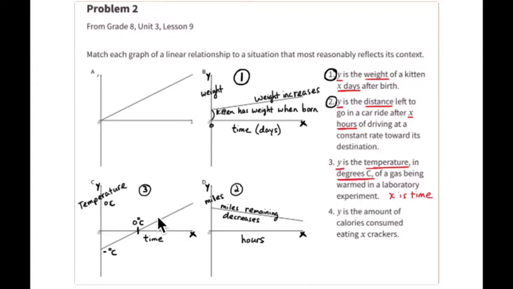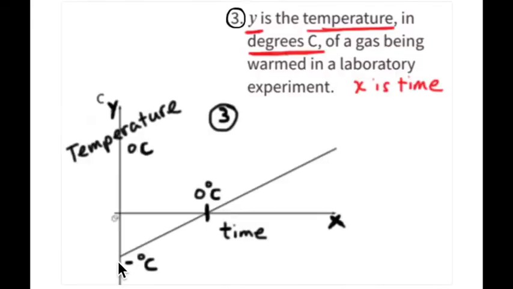3 matches graph C. This is the temperature of a gas that's being warmed up over time. So X is time. So as that gas warms up over time, can the temperature of the gas be below 0? Well, yes, it can. So it can have a negative degrees Celsius. So it starts out below 0, and then it warms up over time. This is where water freezes at 0 degrees Celsius, and it increases in temperature over time. So story 3 matches graph C.